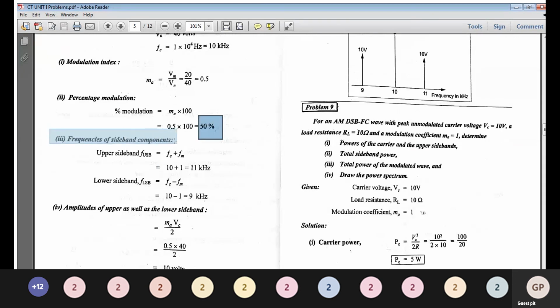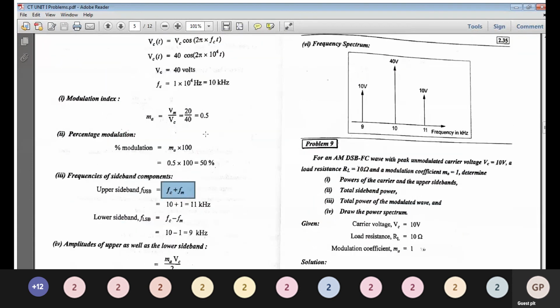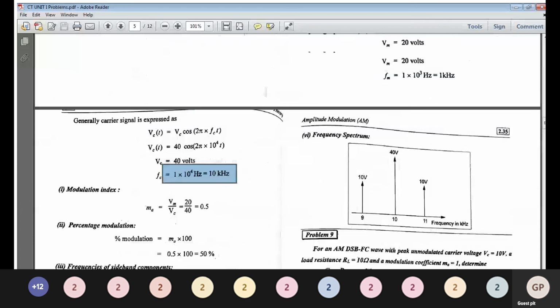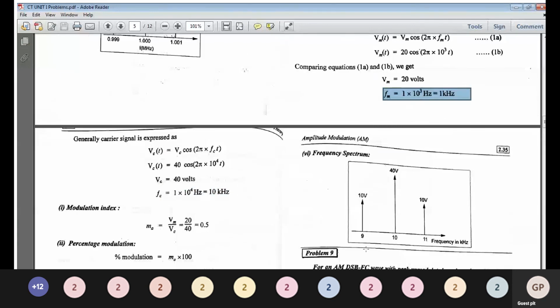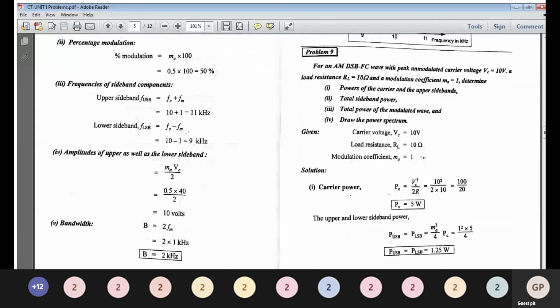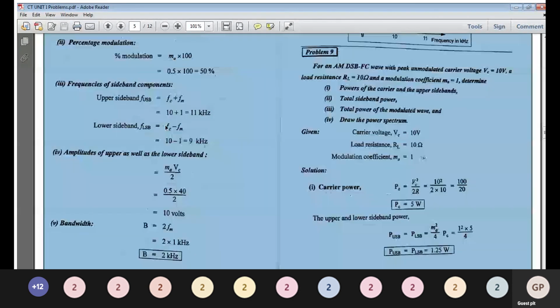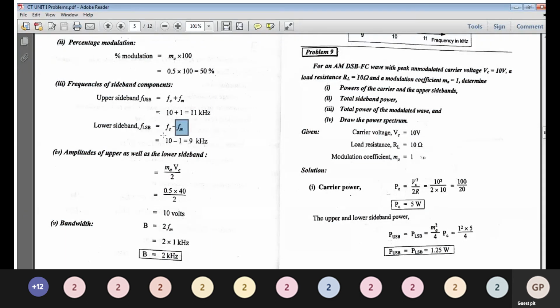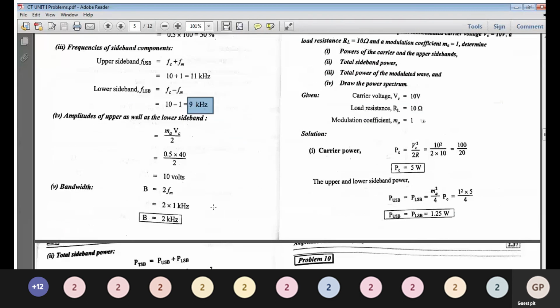The third one is frequencies of sideband components. The upper sideband component is equal to Fc plus Fm. Fc is available, 10 kHz. Fm is equal to 1 kHz. Both the parameters are available. All of you substitute here and do the calculation. 10 plus 1, 11 kHz upper sideband frequency. Lower sideband frequency is Fc minus Fm, 10 minus 1 equal to 9 kHz. That is our lower sideband frequency.